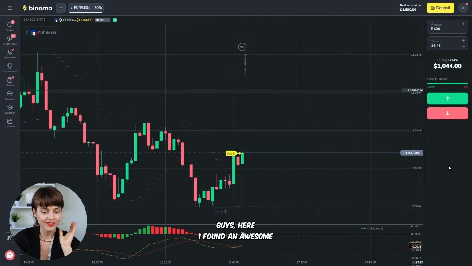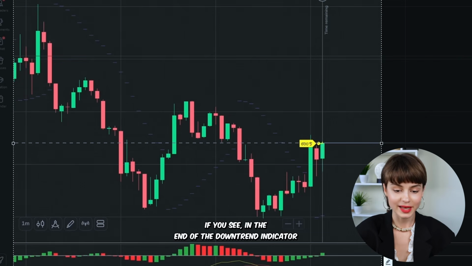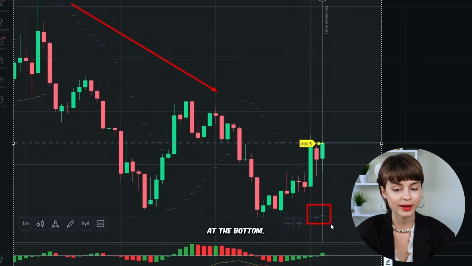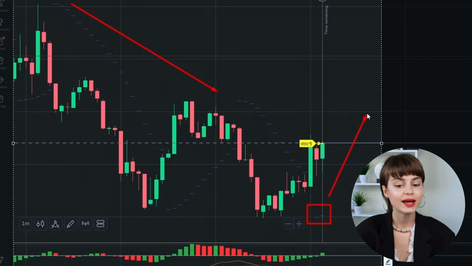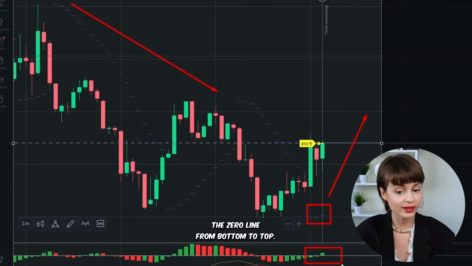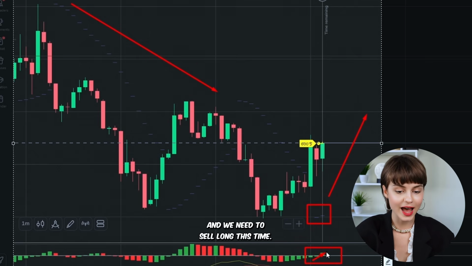Guys, here I found an awesome example of entering a deal with Higher. As you see, at the end of the downtrend, the Parabolic SAR indicator shows the first several points at the bottom. It's the first sign the trend is going to be finished soon. Then we need to wait for the MACD histogram to intersect the zero line from bottom to top. It is a confirmation of our signal and we need to go long this time.